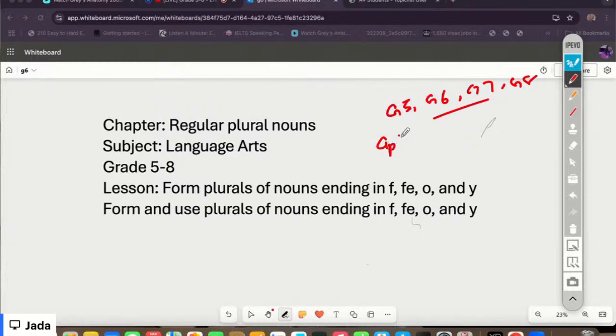Alright, so first you have to log in using aplusstudent.com. You click on your name, password, and move into language arts in grade 6. So we will take our chapter, regular plural nouns, from grade 6. We will complete 2 lessons: Form plurals of nouns ending in F, FE, O, and Y, and Form and use plurals of nouns ending in F, FE, O, and Y.